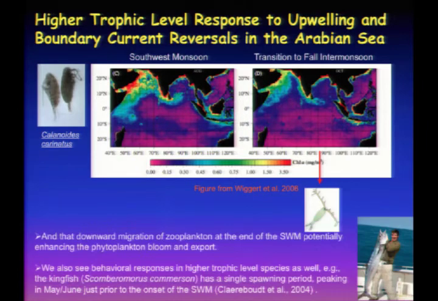And just another little anecdote that we also see behavioral responses in much bigger, higher trophic level organisms like the kingfish. It's an important historical fishery off of Oman where they come in at the beginning. They come in just before the southwest monsoon. And then they spawn once a year, right before the southwest monsoon, let those eggs go, and I don't know where they go, but for obvious reasons, they release their eggs just before the bloom, okay? So we get higher trophic level responses as well.